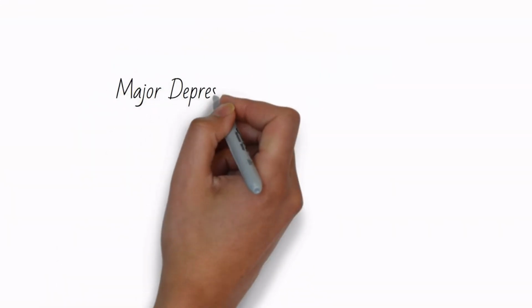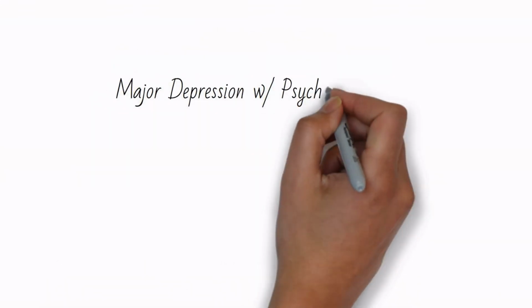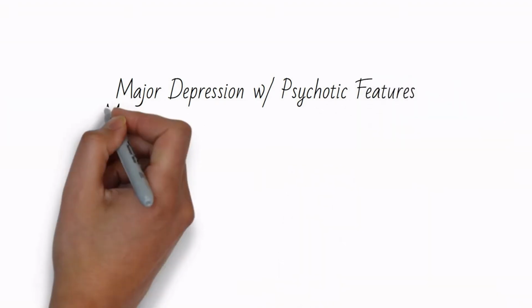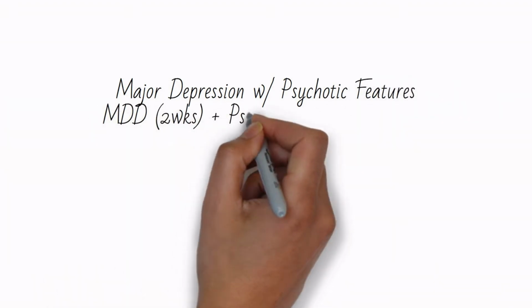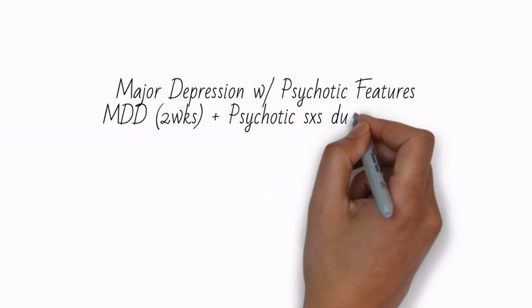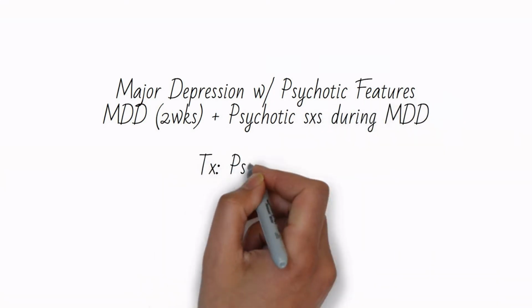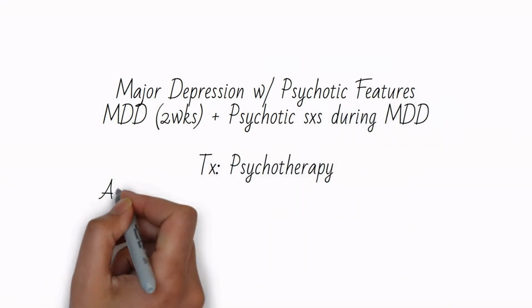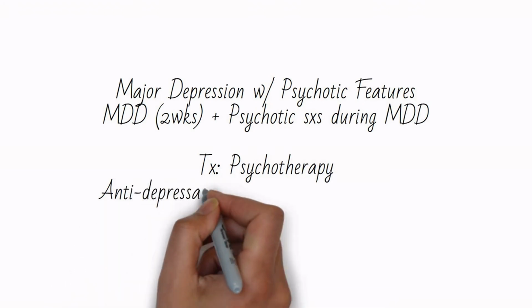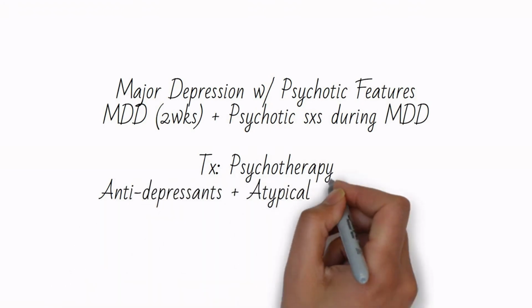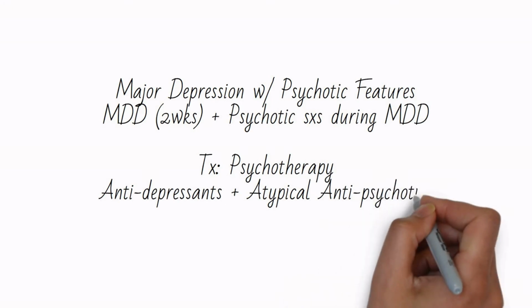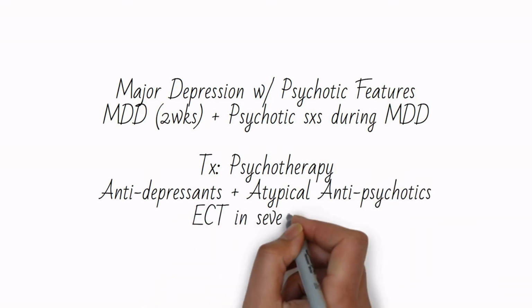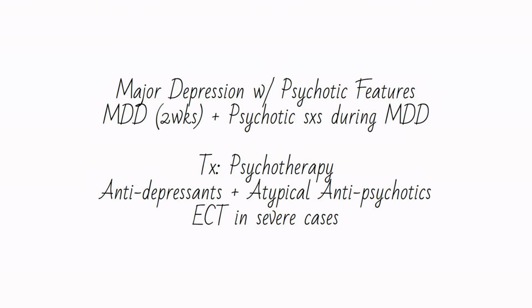Finally, we'll discuss major depression with psychotic features. It's exactly what it sounds like. Major depressive disorder for 2 weeks with psychotic symptoms during the depressive episode. I'll link the video to the mood disorder video below as well. Treatment is what you might expect, too. A second-generation antipsychotic with an antidepressant as well as psychotherapy. Electroconvulsive therapy is used in extreme cases.